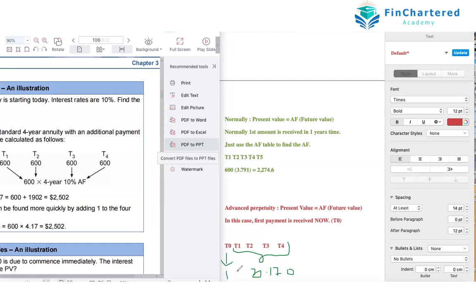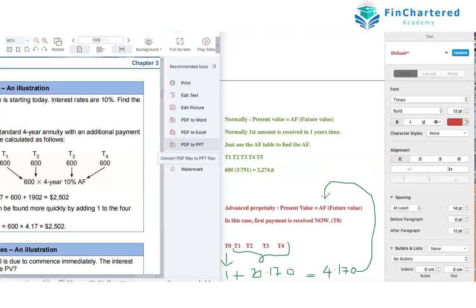Therefore, the revised annuity factor in this case is, for time 0, 1. And for times 1, 2, 3, 4, the annuity factor is 3.170. So in this case, the 5-year annuity factor is 4.170.